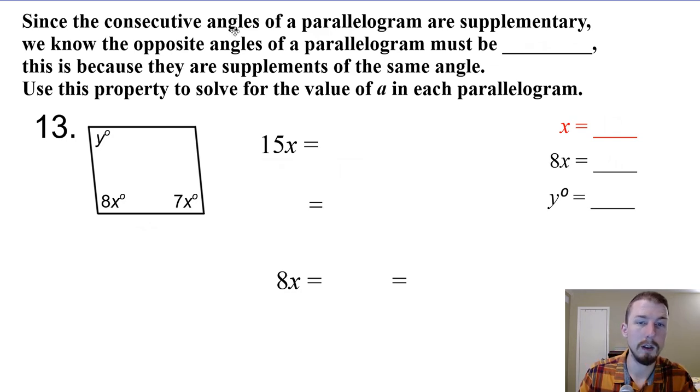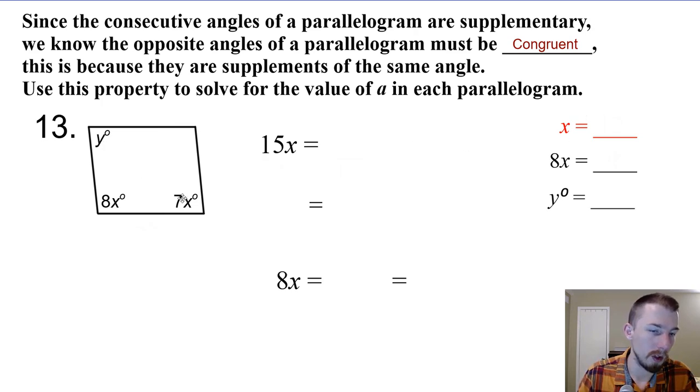So since the consecutive angles of the parallelogram are supplementary because they're same side interior, we know the opposite angles of the parallelogram must be congruent. That's because they have the supplements of the same angle. We already talked about that, just kind of reviewing it again. This uses the property to solve for the value of a in each of the parallelograms, or I suppose x and y. Just figure out all that information.